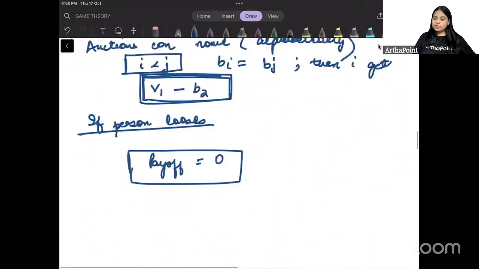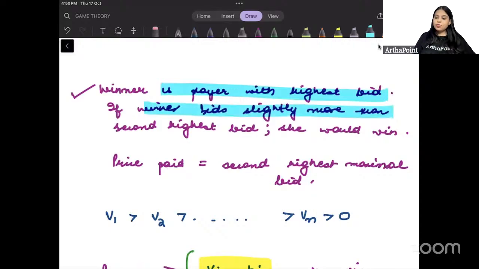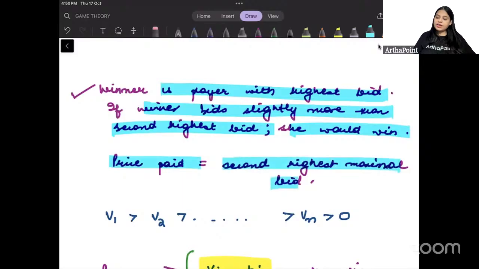Let us try to give it a read, beta. Winner is the player with the highest bid. If the winner bids slightly more than the second highest bid, then she would win. तो भाई बस ये aim करना है कि जो भी second highest bid है, you should be aiming for a bid more than that, है ना बेटा? अगर वो हो रहा है, then you will win. The price paid is equal to the second highest bid. I hope this is clear.